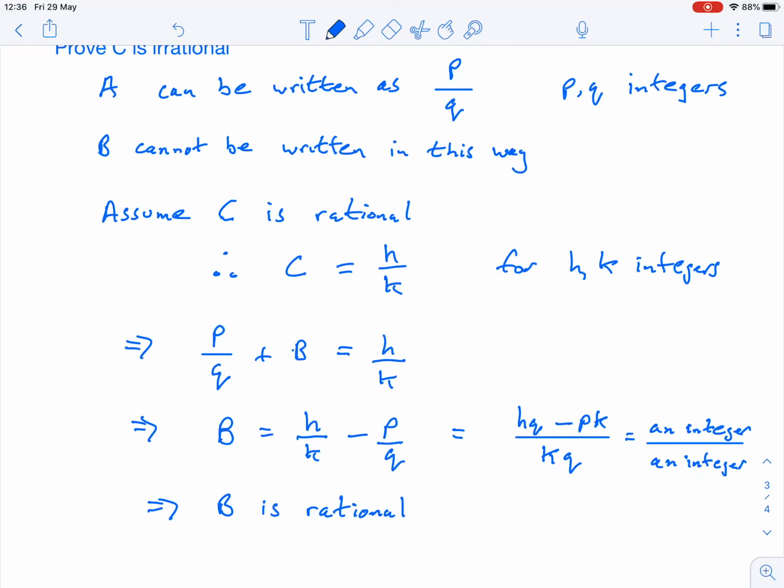But we started off by saying b isn't rational, so that gives me the contradiction. So if I've got a logical contradiction, what was the assumption I made? The assumption I made was that c is rational. Therefore c is irrational, since the assumption is wrong. And that completes the proof.